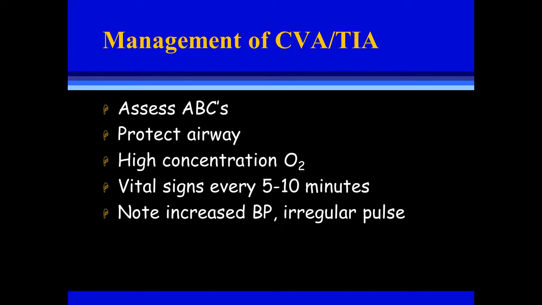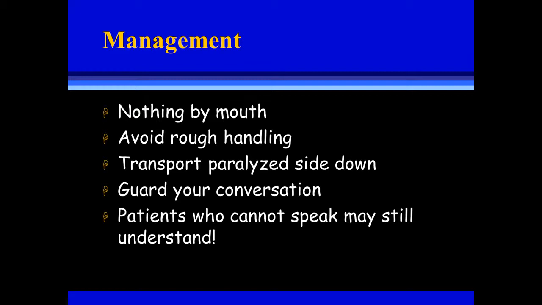So if you are having a stroke, it should increase your blood pressure, because your brain is going to try to force blood to that injured area. So it's going to tell your body, hey, I need more blood, I need more blood. And that can cause irregular pulse. Essentially, you're going to start heading towards ICP. Okay? Management, nothing by mouth, avoid rough handling, transport them paralyzed side down. Again, injured side down, right? You're getting used to that theme.